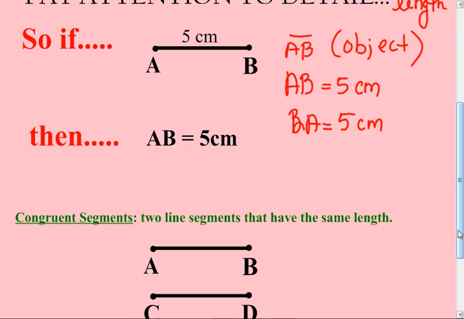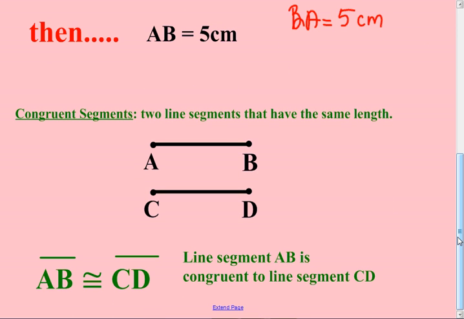Now we have the word congruent. Have you seen that word before? Congruent looks like this little symbol. It's an equals, and I think this is called a tilde, which means if you have congruent segments, they have the same length. So if I were to measure AB and measure CD, they would have the same measurement.